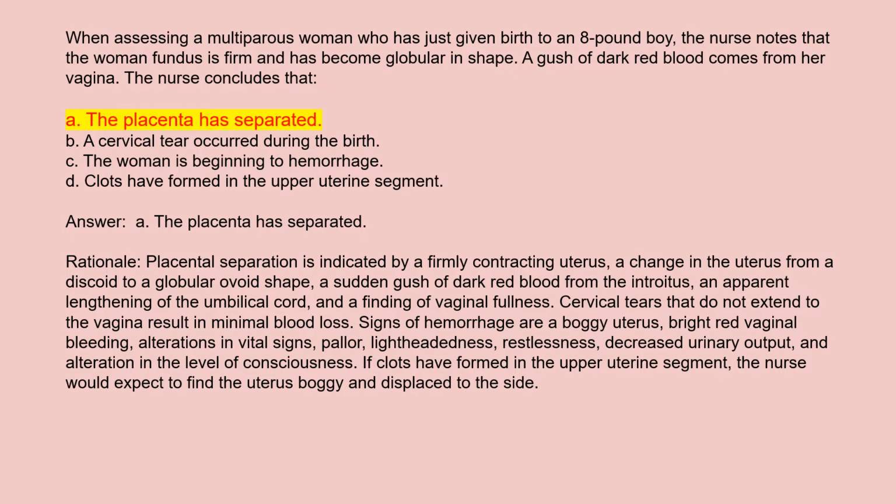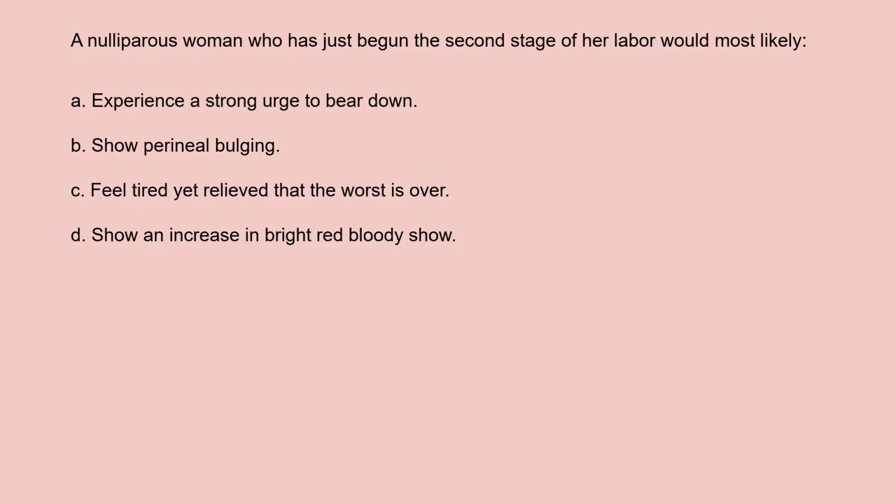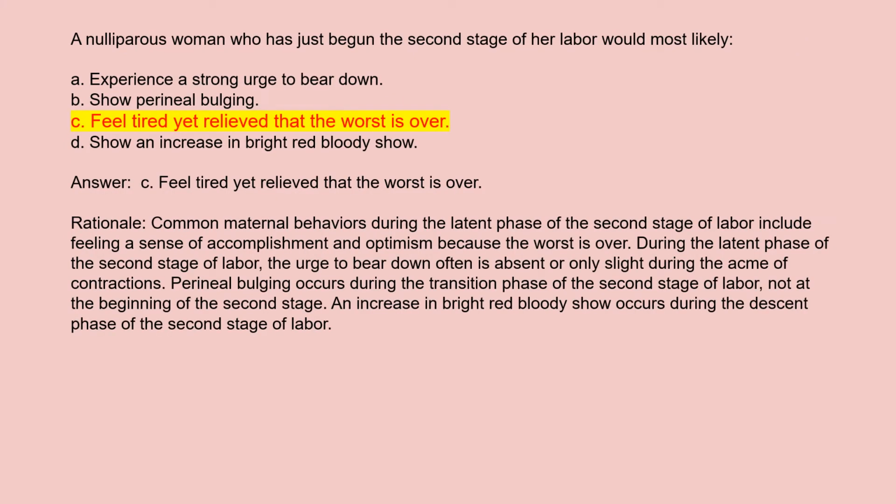to the side. A nulliparous woman who has just begun the second stage of her labor would most likely A. Experience a strong urge to bear down. B. Show perineal bulging. C. Feel tired yet relieved that the worst is over. D. Show an increase in bright red bloody show. Answer. C. Feel tired yet relieved that the worst is over.